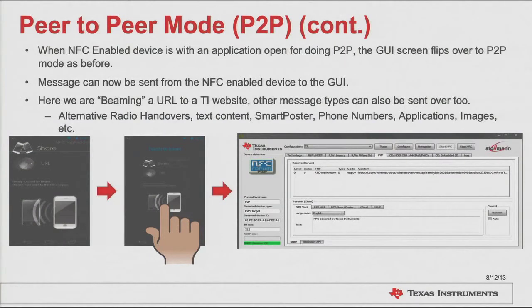When an NFC-enabled device has an application open for doing peer-to-peer, the GUI screen flips over to peer-to-peer mode as before. A message can now be sent from the NFC-enabled device to the GUI. Here, we are beaming a URL to a TI website. Other messages can also be sent.